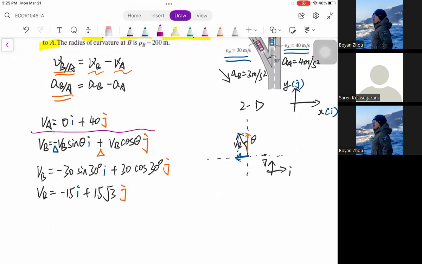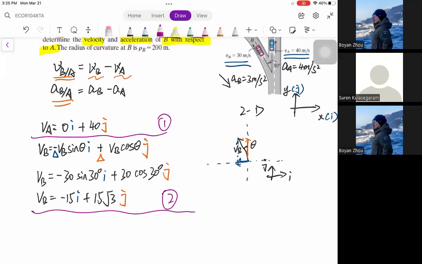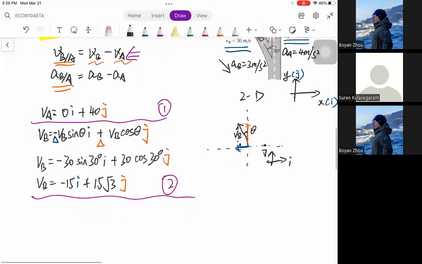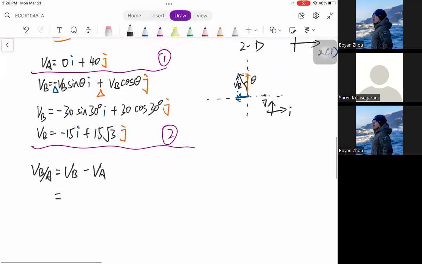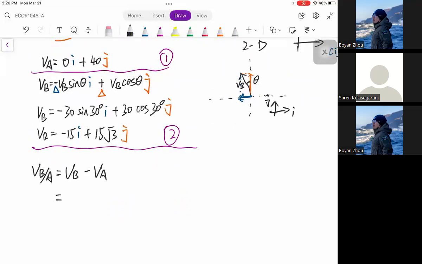So here we have the equation for velocity A, and we have the number for velocity B. You can just plug in everything into this equation to find out the relative velocity. So the relative velocity VB over A is equal to VB minus VA. When the velocity is written in vector form, and when you're doing the math calculation, you only want the I component calculating with the I component and J component calculating with the J component.